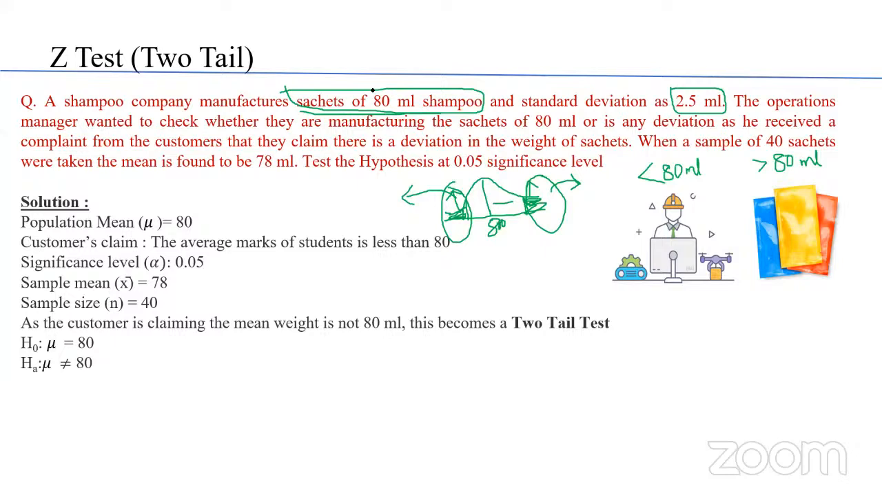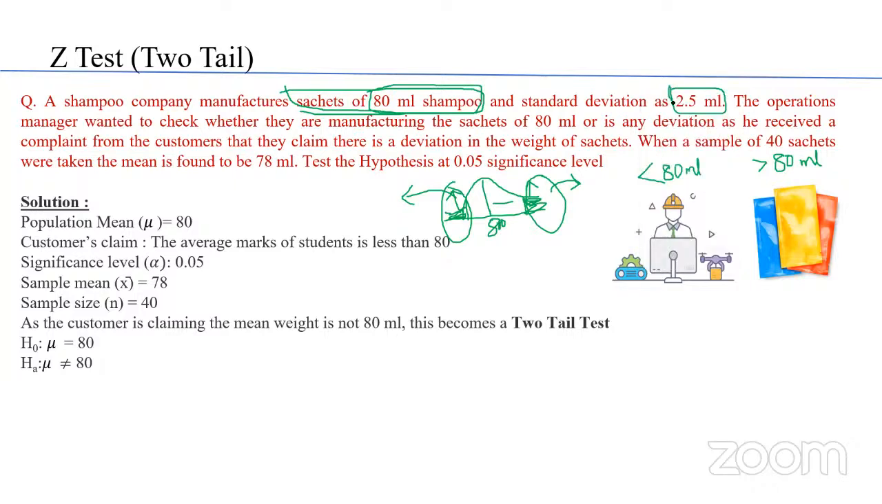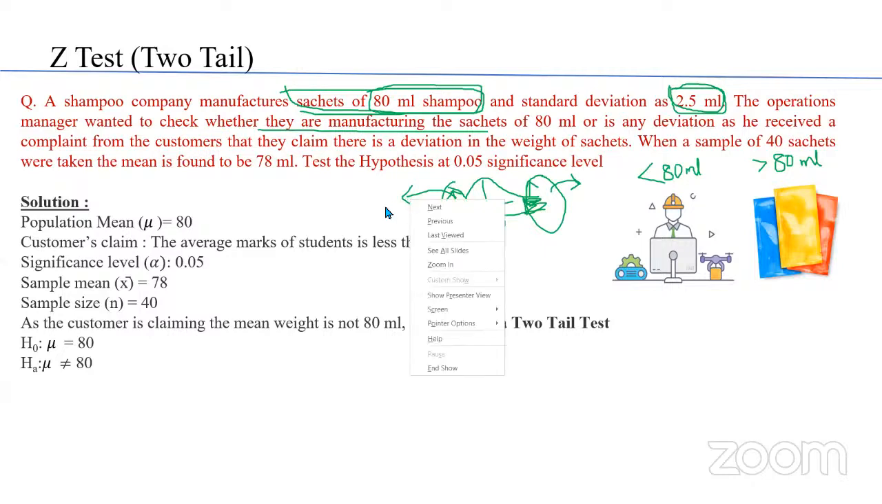So the simple thing is, here they have mentioned 80 ml sachets, and they're quite okay with some kind of tolerance limit, plus or minus 2.5 is not a problem for them. So this is for an 80 ml sachet. The operations manager wanted to check whether they are manufacturing sachets of 80 ml or whether any deviation is there. If it is increasing beyond a certain limit, 82.5, it is considered a producer loss. And if it is less than 77.5, it is going to be the consumer's loss.